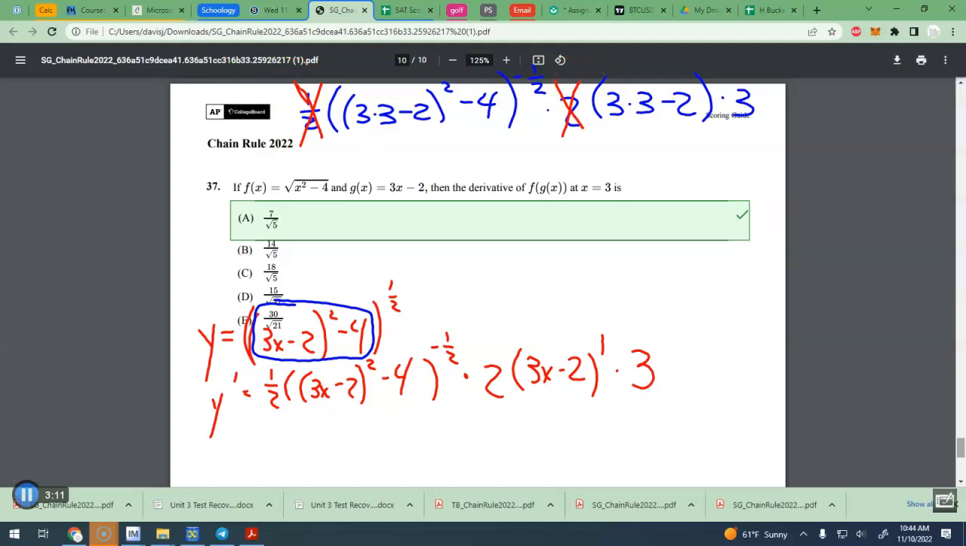If I look at what's in here, so 9 minus 7 is 2. 9 minus 2 is 7. 7 squared is 49. Minus 4, so I have 45 to the negative 1 half times 9 minus 2 is 7 times 21. Good God.